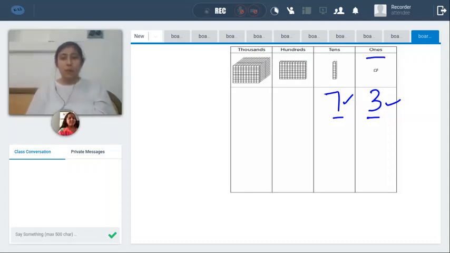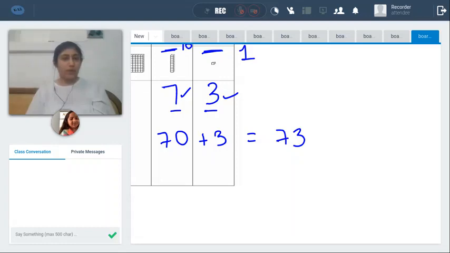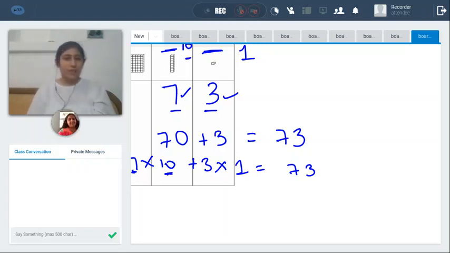Because the value of this place is 1 and the value of this place is 10, it becomes 7 into 10, which is 70, because it is 7 tens. So 70 plus 3 becomes 73, and so we get the number 73. Basically, we multiply 7 into 10 plus 3 into 1; we multiply the digit with its place value. So the place value is 10 and the digit was 7. Very clear, right?